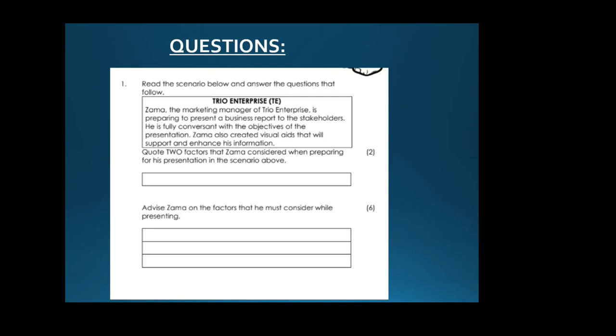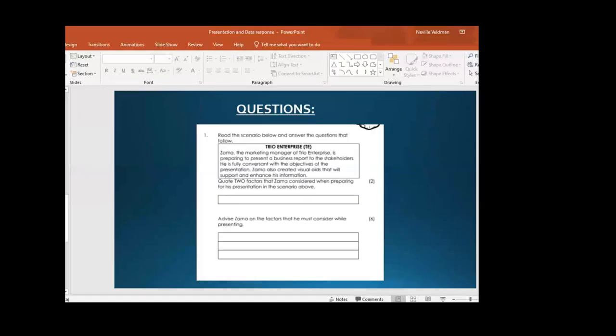Right, I'm sure that there are many of the schools, and I'm sure you already jotted your answers down. So let's quickly see what the answers are that you guys came up with for those two questions. While we're getting there, please remember that whenever we say quote, we are referring to the fact that you must put a quote from the case study, from the scenario. You cannot just come up with your own answer.